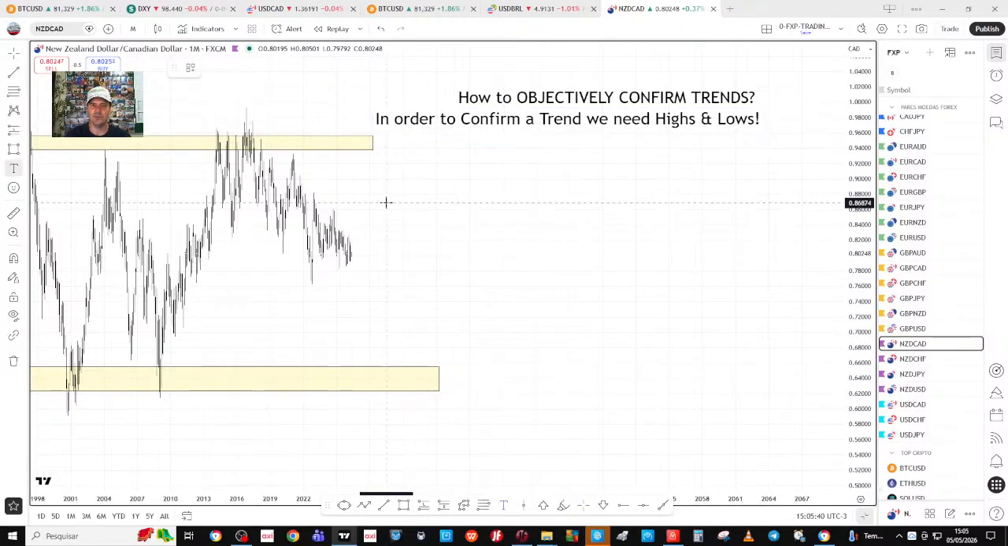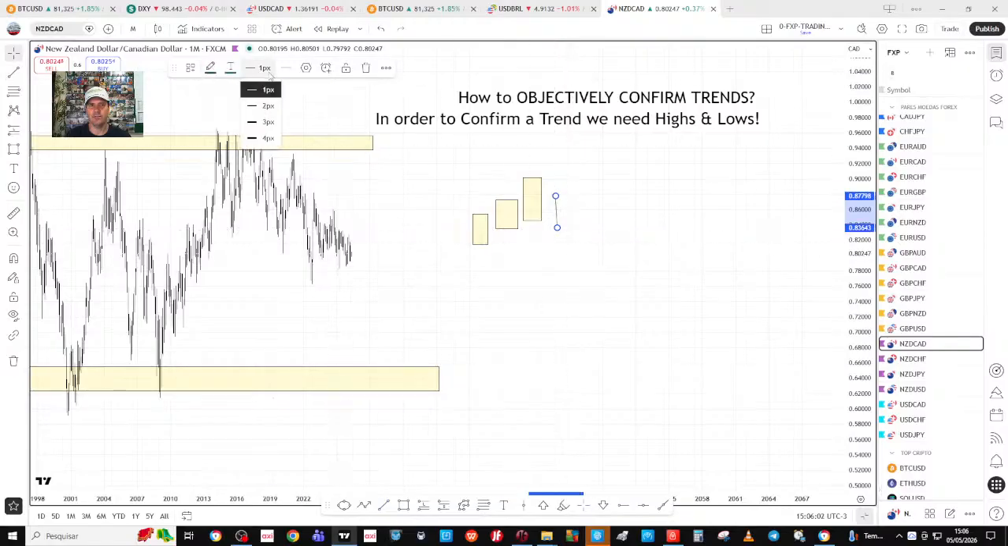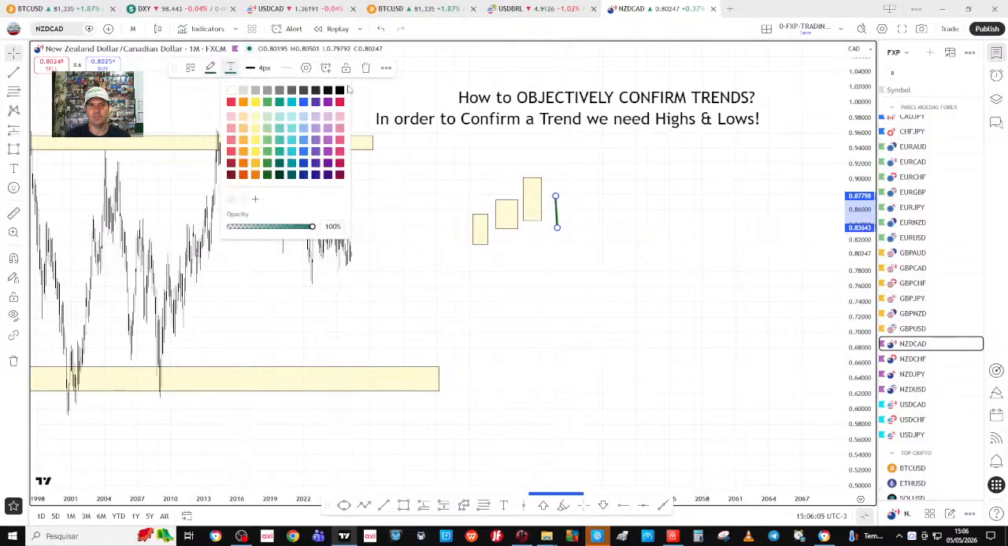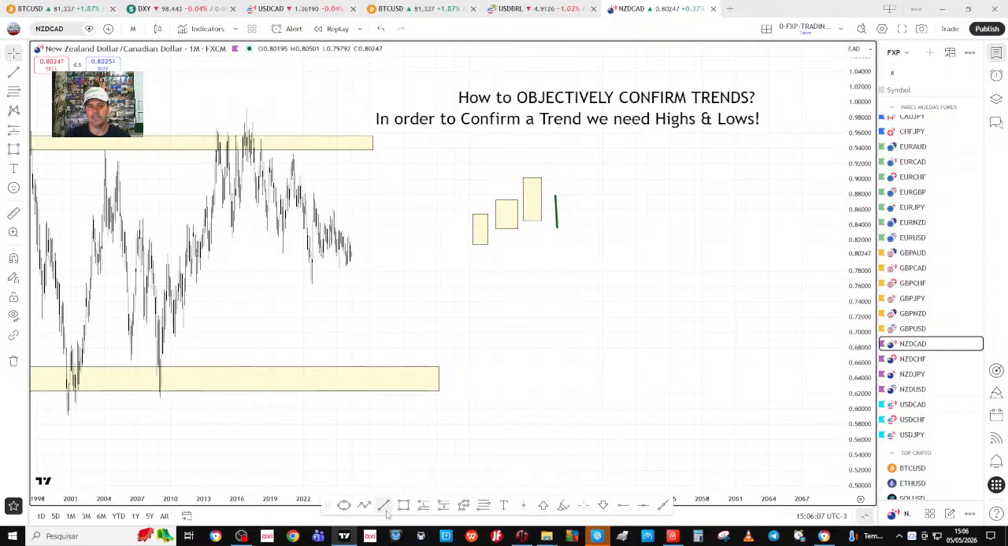So let's talk about a high. Pen and paper if you want. A high is a central candle with 2 candles on the left and 2 candles on the right with lower high values. And those candles come in different shapes. It could be a doji candle, whatever, it could be like this too.